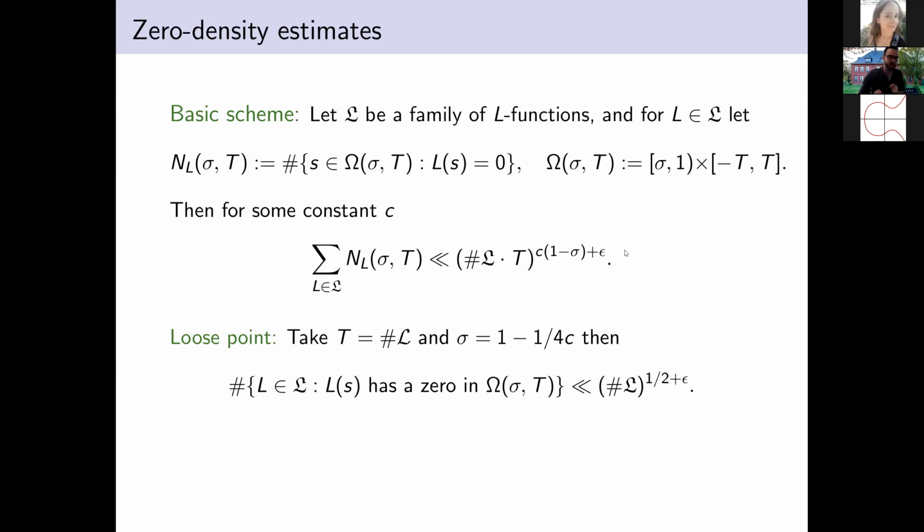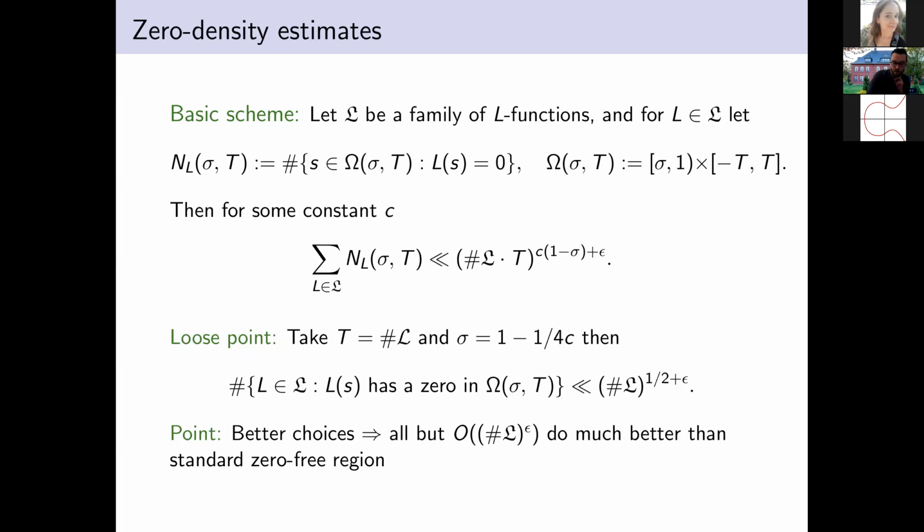Okay, this is actually a very clumsy set of choices to be taking in a zero density estimate. You can make much better choices that are more suited to the problem at hand. You can conclude that all but a really small exceptional set of L functions in your family do much better than the standard zero free region. So this is the basic structure of a zero density estimate.